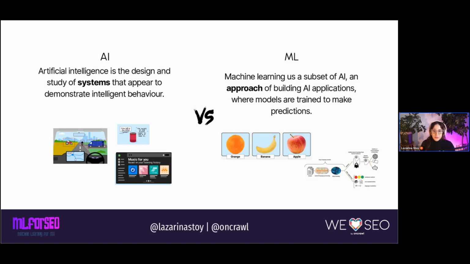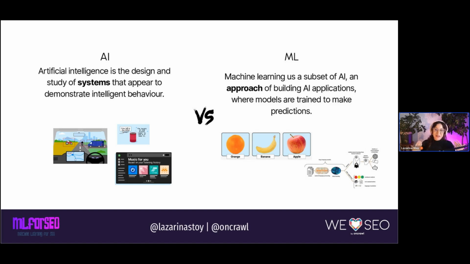As you can see from the definitions on the screen, artificial intelligence is the design and study of systems that appear to demonstrate intelligent behavior, in contrast to machine learning, which is a subset of AI, an approach of building applications where models are trained to make predictions. As simple as that. In the examples, I have provided a couple of examples of both of these systems. When we are speaking about complete systems, we're talking about things like robotics, self-driving cars, even recommender systems, where you have several different models, even hundreds of models in some cases, working in tandem in a system.